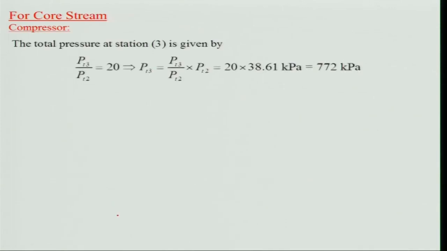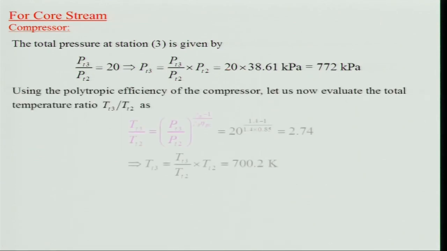The total pressure ratio at station 3 is given by PT3 by PT2, which is 20, because we have taken 10 into 2, that is the fan pressure ratio, therefore we have taken it as 20. Keep that in mind. So PT3 will become 20 into 38.61, because we already determined PT2. Using the polytropic efficiency of compression, let us now evaluate TT3 by TT2 equal to PT3 by PT2 raised to gamma minus 1 divided by gamma a and eta pc.